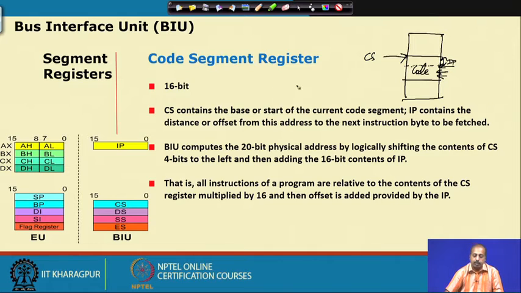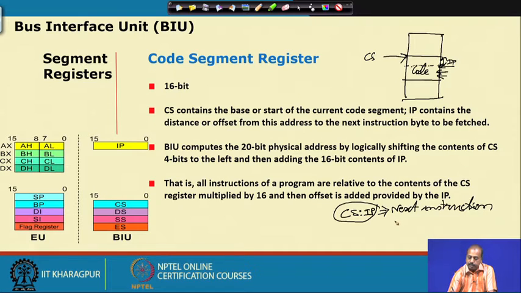This CS colon IP is normally written as a pair. CS colon IP contains the next instruction to be accessed. So, you can say that the equivalent of the program counter that we have in 8085 is the CS colon IP pair. Okay. The CS colon IP pair.